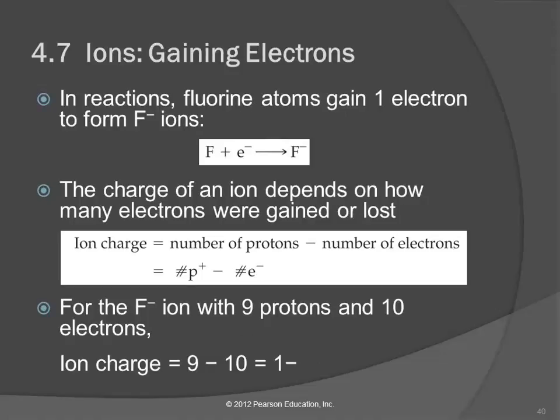When an atom gains an electron, it's gaining negative charge, and so it gets a negative charge on the ion. So fluorine, the element, has 9 protons. The atom also has 9 electrons. When it gains an electron, now it has 10 electrons. We've got 9 positive charges, 10 negative charges. Those add up to an overall charge of minus 1. So the symbol for the fluorine ion is F minus. It has a -1 charge.